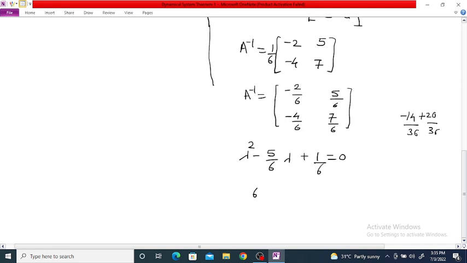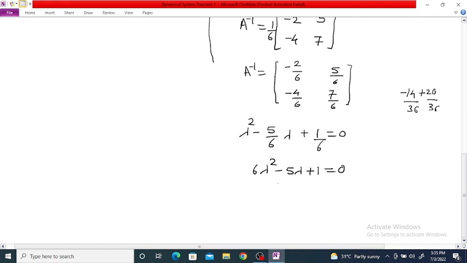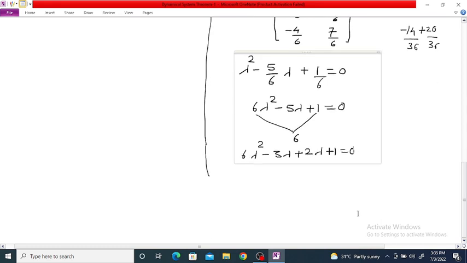So if we simplify this and multiply by 6 on both sides, we get 6 lambda square minus 5 lambda plus 1 equal to 0. Again we want to determine two numbers whose product is 6 and addition is minus 5. So 6 lambda square minus 3 lambda minus 2 lambda plus 1 is equal to 0. Now if we take 3 lambda outside, it is 2 lambda minus 1. Sorry, here it is a minus sign, not plus.